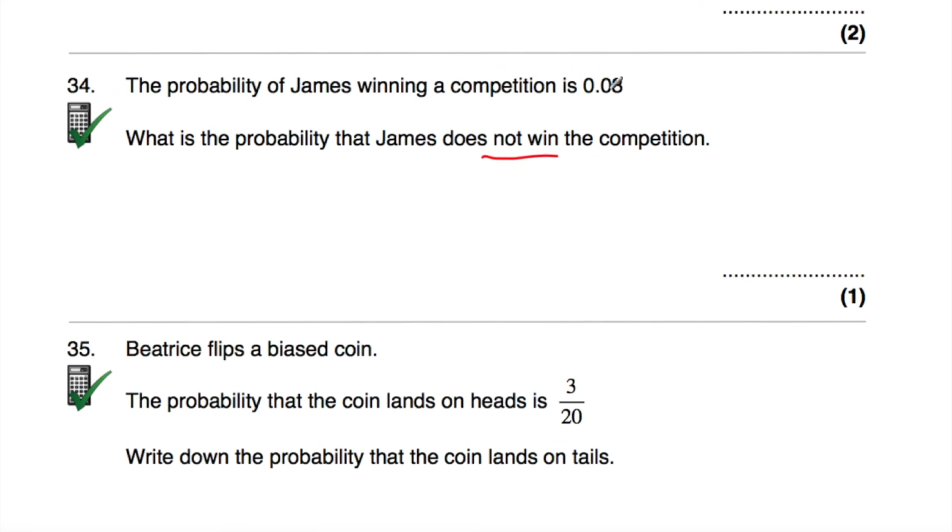So if we just take this probability away from 1, we just do 1 take away 0.03, and that's equal to 0.97. It's a calculator question, but I can just do that in my head. So the probability that he does not win the competition will have to be 0.97. And that's it. We just take the probability that he wins the competition away from 1, and what's left is the probability that he doesn't win the competition.